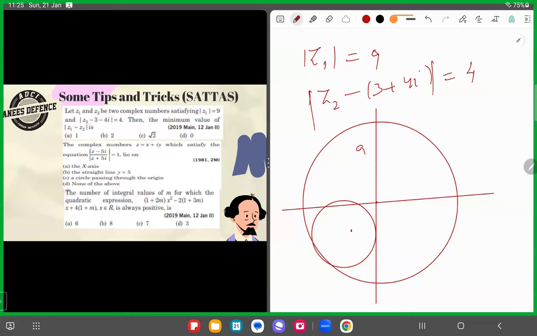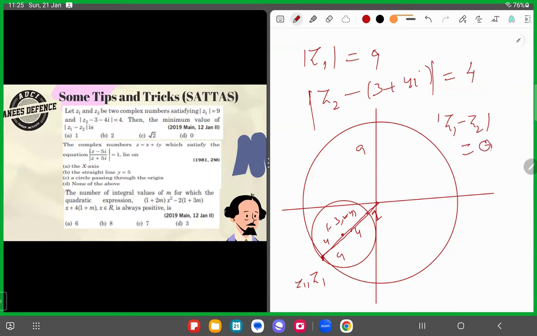And touch the circle. Center is -3, -4. The small circle has radius 4. The bigger circle has radius 9. So the diameter of the smaller circle is 8. So I will lift only one unit from the small circle to the origin, so it will be equal to 9. So the small circle and the greater circle are overlapping. So z1, z2 will be overlapped for the minimum. So the minimum distance between z1 and z2 is 0.